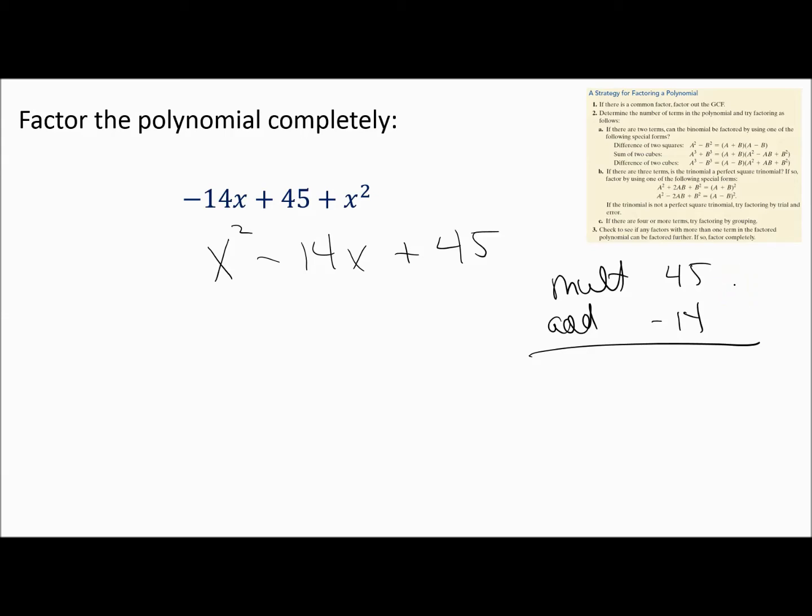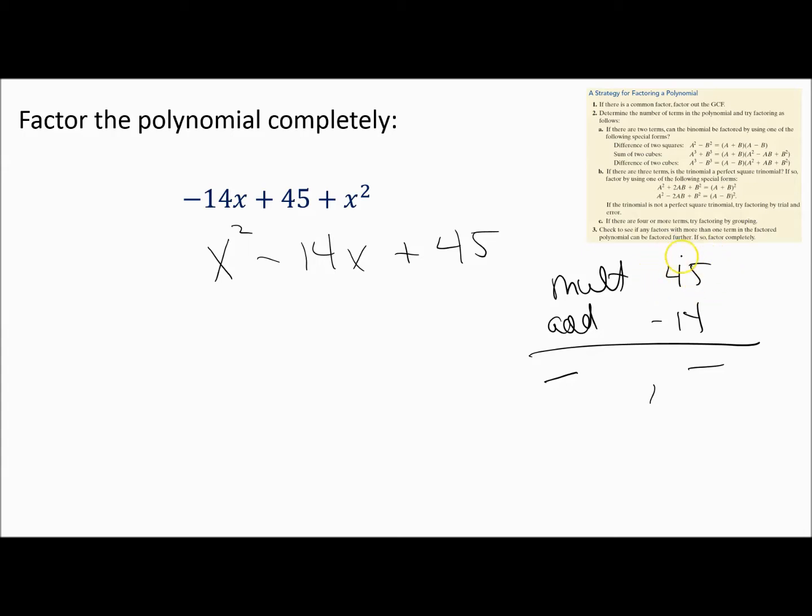Now here's another trick. Multiplies to be 45, you could do, say for example, 9 times 5, right? But there's no way that's going to add to be a -14. It turns out when you multiply to be a positive and add to be a negative, they both have to be negative. Both of our numbers are going to be negative.